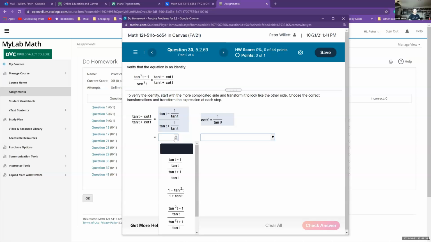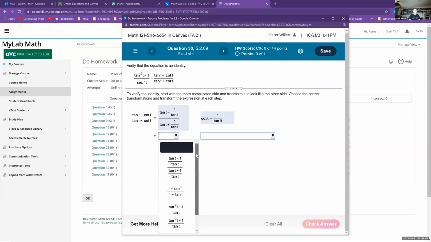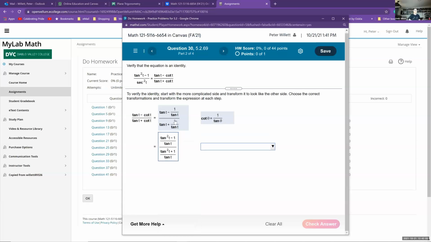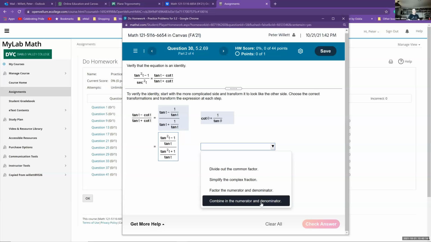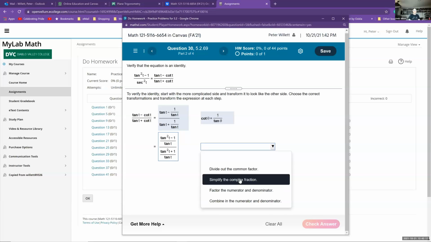So then at this point, what are they doing? This is where we transform this by multiplying by tangent in the top and the bottom. That's what I did, and they're writing it this way. I think the way I wrote it is better, but it's equivalent to this, where they sort of got the common denominator of each of these. I just cleared the fractions. Algebraically, those are equivalent. So the options are: divide out the common factor, combine the numerator and denominator, factor the numerator and denominator, simplify the complex fraction.